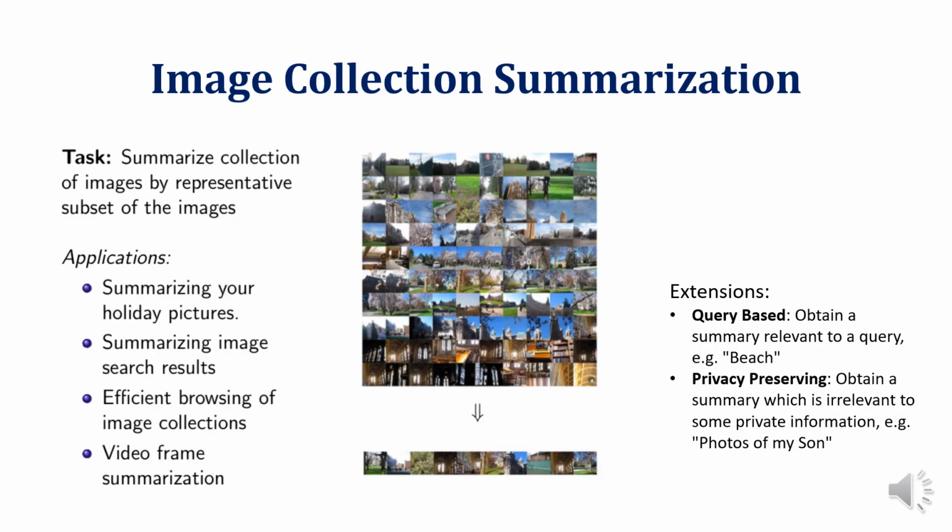One of the classic use cases is image collection. Let's say you have a large album spanning multiple years, multiple trips that you have taken, based on which you have taken the images, and you may want query based summaries. Let's say I want all images that are on beaches. I may in fact also want the other way, which is privacy preserving. I don't want images which have some private information.